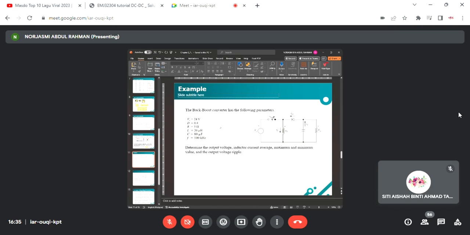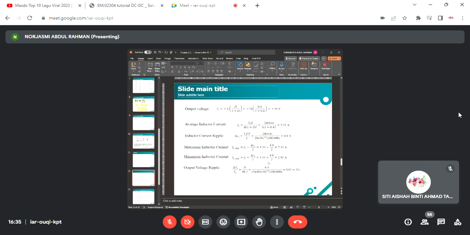Okay, in this case, it gives you all the parameters for the passives R, L, and C, and also the switching frequency, duty cycle, and Vs. So what it doesn't give you is the output voltage, the ripple current, the maximum and minimum inductor current, and output voltage ripple. So you have to find the output voltage, inductor average current, maximum and minimum value, and the output voltage ripple.